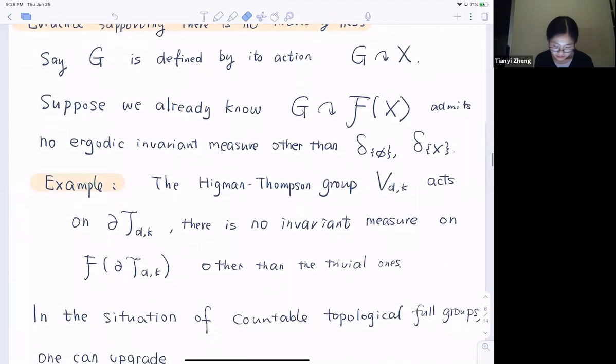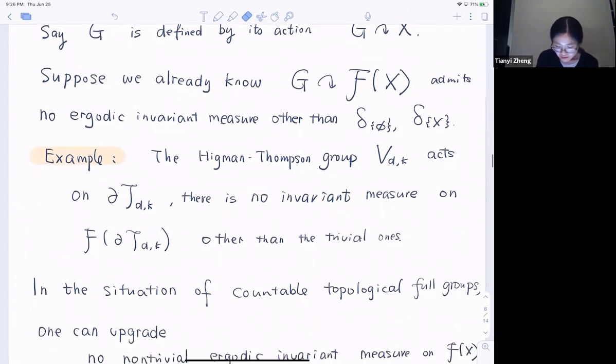One example is the Higman-Thompson group. Here I wrote the other notation, d k. Again, it means the root has k children and other vertices have d children downward. If you consider the Higman-Thompson group V d k acting on the tree boundary, then there are no non-trivial invariant measures. This is an exercise; it's quite easy to see that something paradoxical is going on here, so you cannot possibly have non-trivial invariant measures.